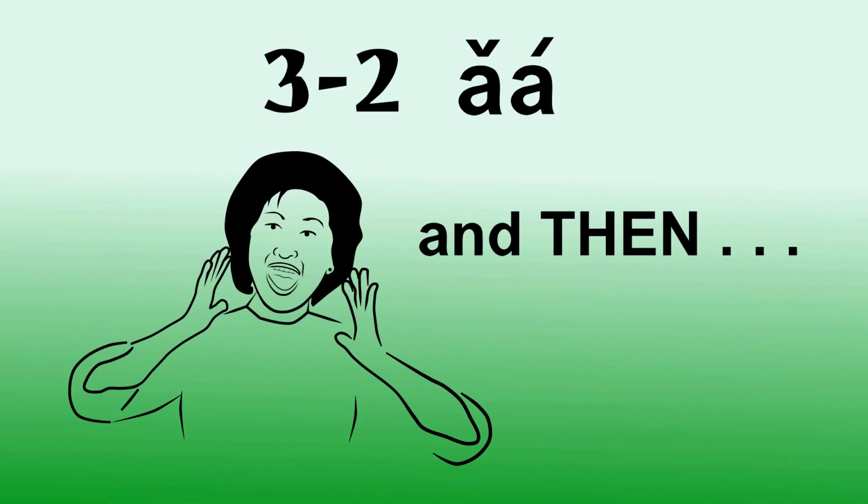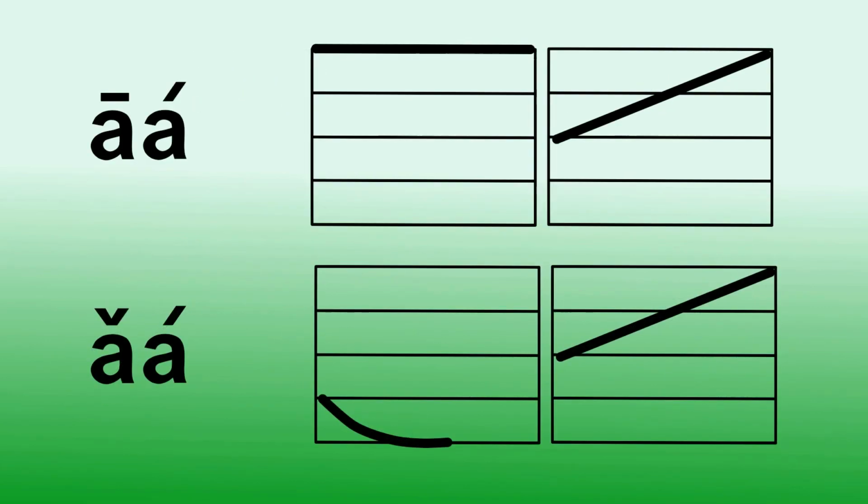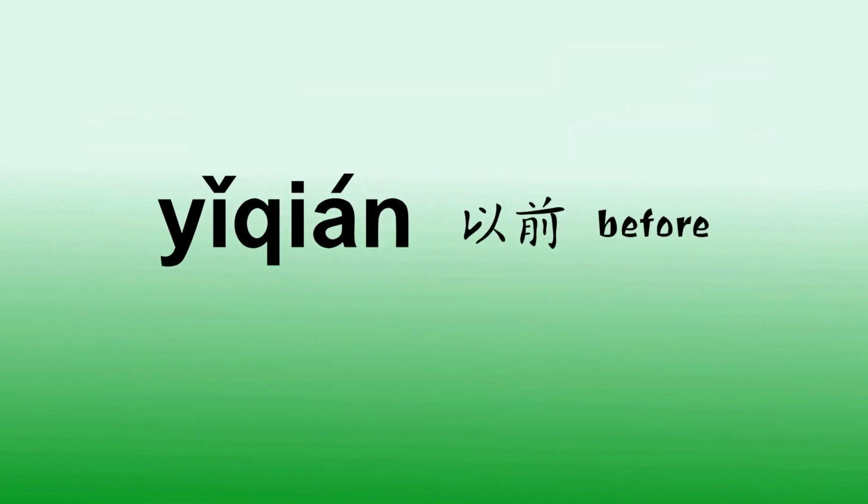In English, both this 3-2 combo and the 1-2 combo convey a sense of excitement. The main difference is that the first syllable of the 1-2 is high, while for the 3-2, it's low. Listen to the difference. The model word for the 3-2 combo is 以前 meaning before.